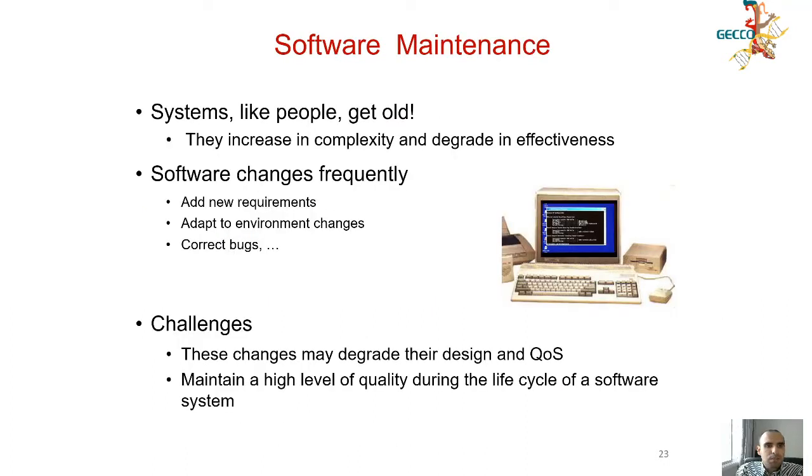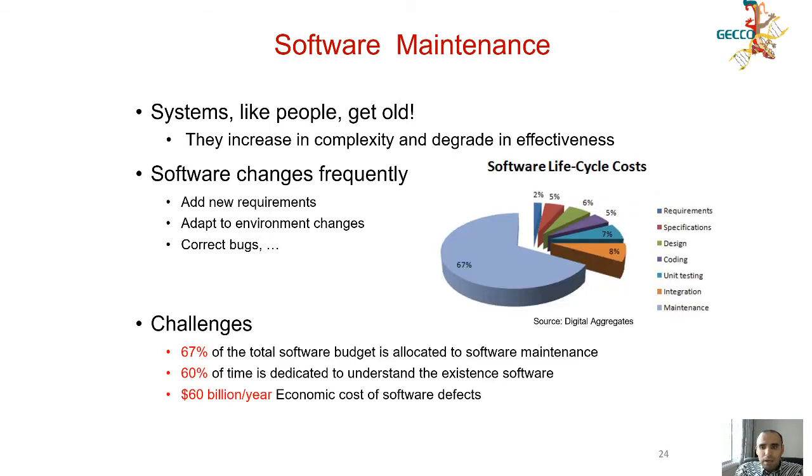Software systems are like people, they get old over time, so they increase in complexity and degrade in effectiveness. Software systems need to change frequently over time to add new requirements, to adapt to environment changes, or to fix bugs. All of these changes may degrade the quality of the software systems and their quality of service. There is a high need to maintain a high level of quality during the life cycle of software systems.